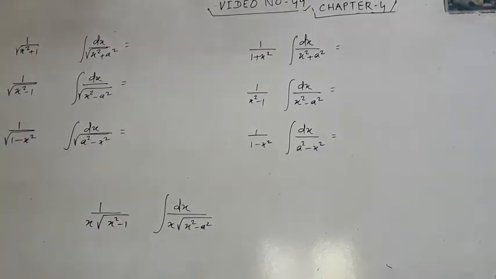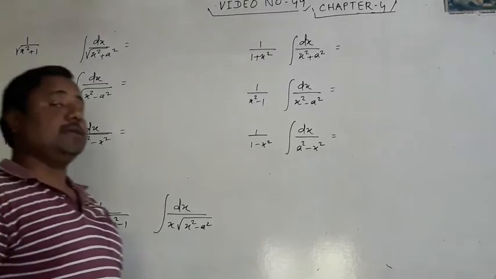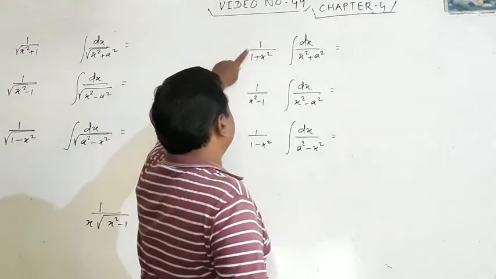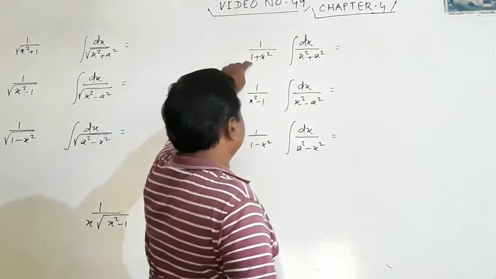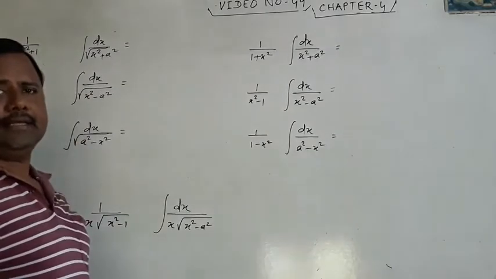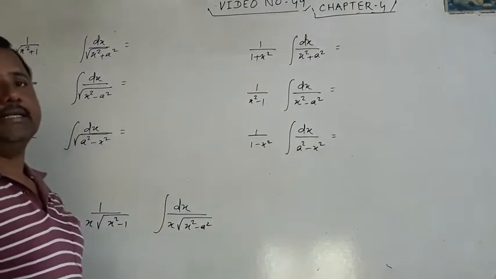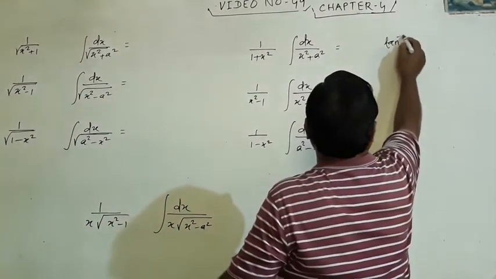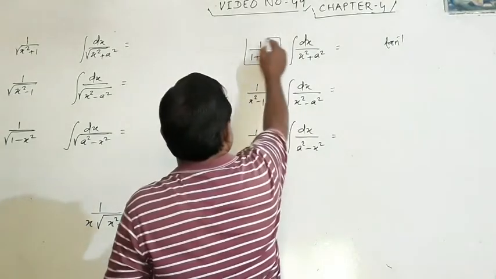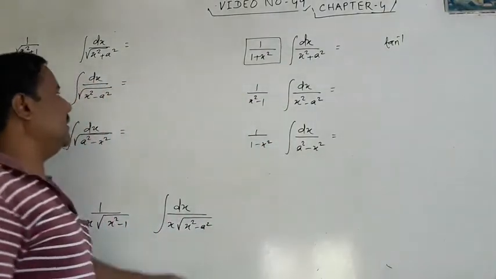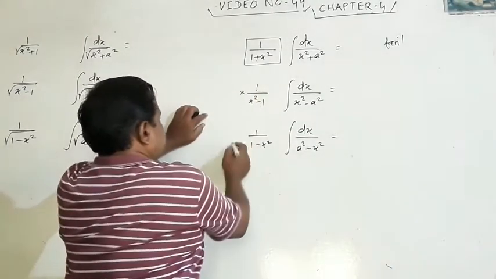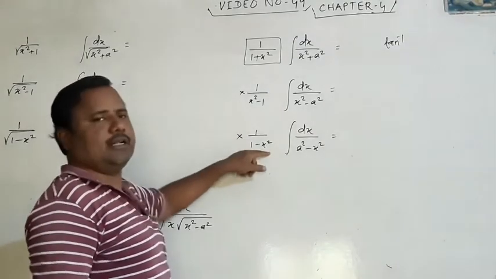Now look at me. Among these 7 things, which give you a formula in derivative? Is 1 by 1 plus x square the derivative of anything? You will tell, yes sir, it is the derivative of tan inverse. So write it here, tan inverse. Here it is the formula. Is it the derivative of anything? No. So it cancels.